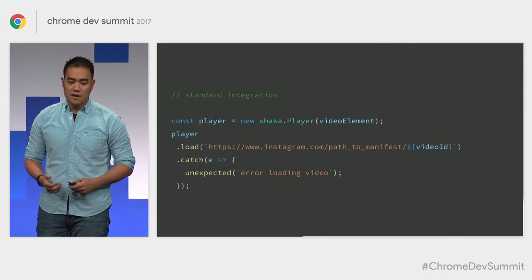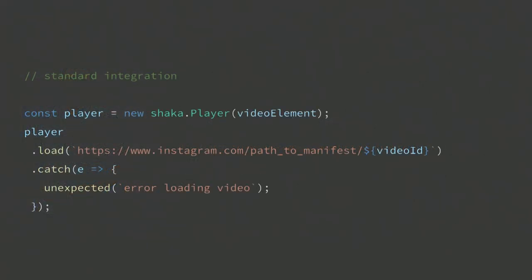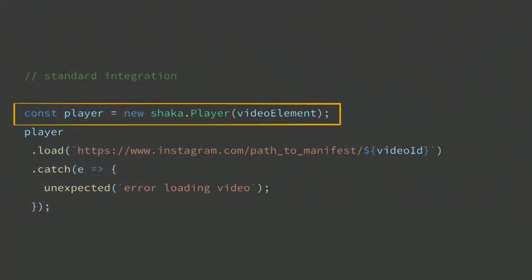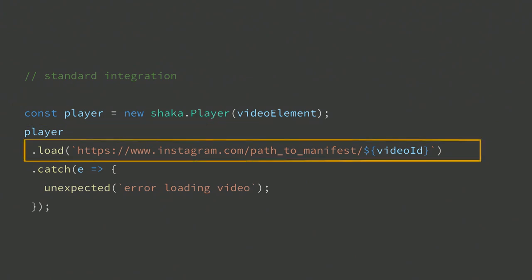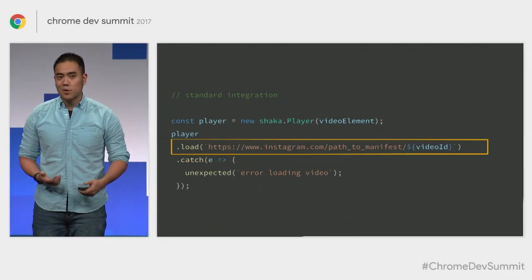So this is a standard integration. You'd create a new Shaka Player instance and pass it a video element. You then load the manifest file that I described earlier. So with this approach, there's actually another round trip just to fetch the manifest file. But we wanted to avoid this. In our case, before even creating the Shaka Player, we already had the manifest content. So we had to approach this a little differently.